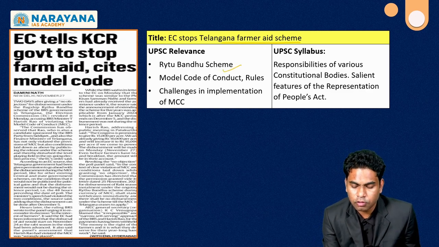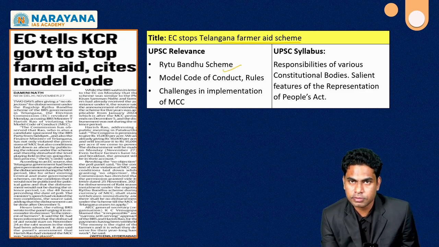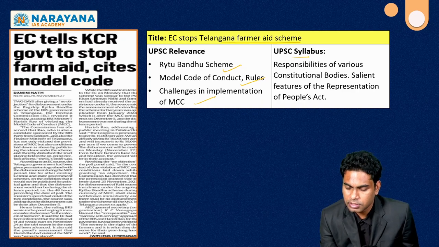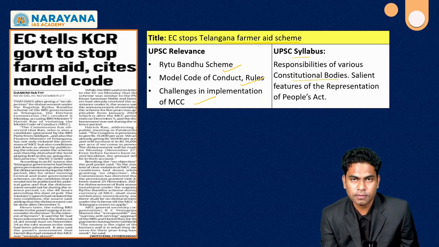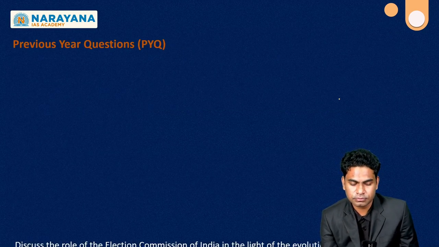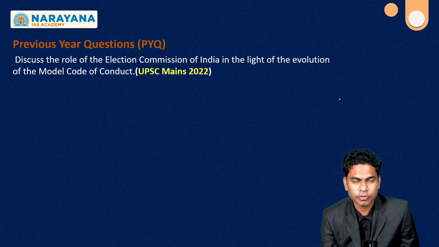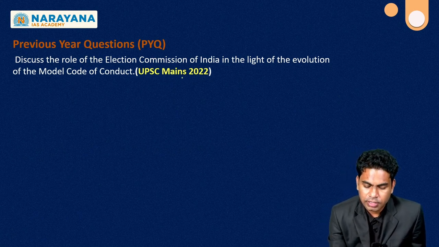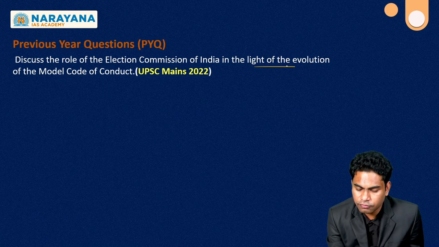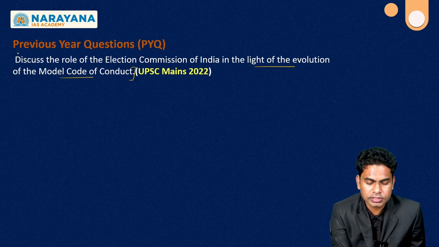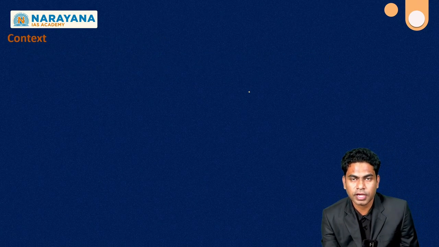The relevance of the topic: we are going to learn about the Raitu Bandhu Scheme, which is one of the famous schemes in India with regards to implementation at the state level. Obviously, MCC rules, challenges and implementation of it, the syllabus, responsibility of various constitutional bodies, here the Election Commission of India, how it deals with the Model Code of Conduct. We have had questions in the past regarding the Election Commission: discuss the role of the Election Commission of India in the light of the evolution of the Model Code of Conduct. Thus, its relevance in the mains examination is also high.